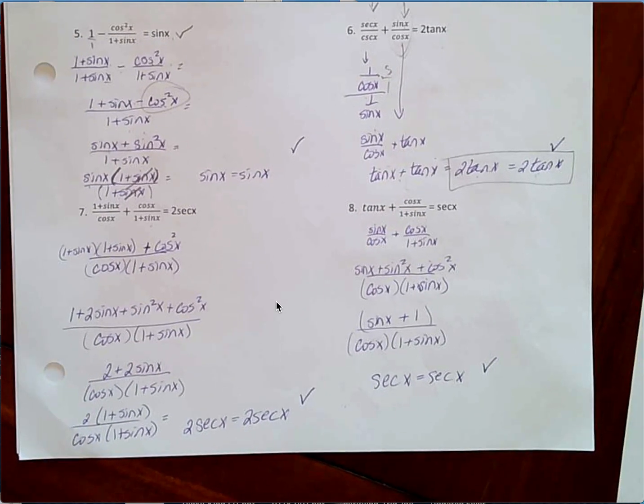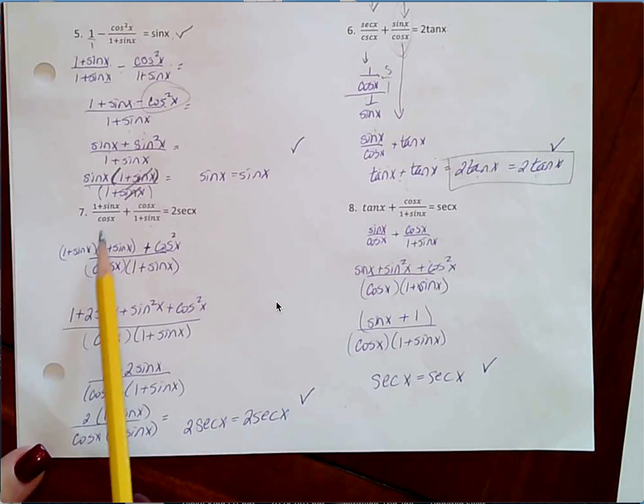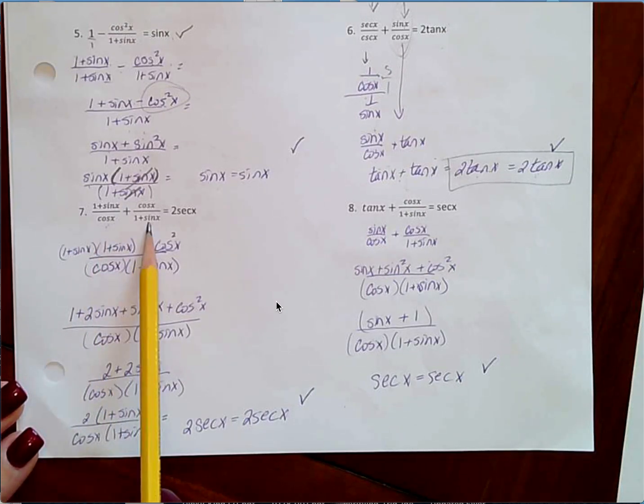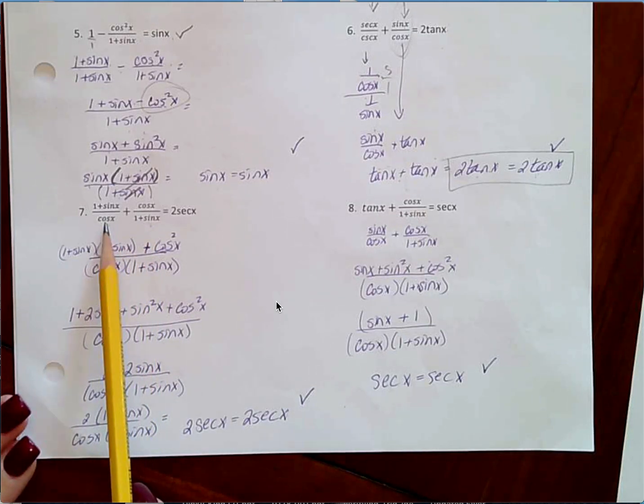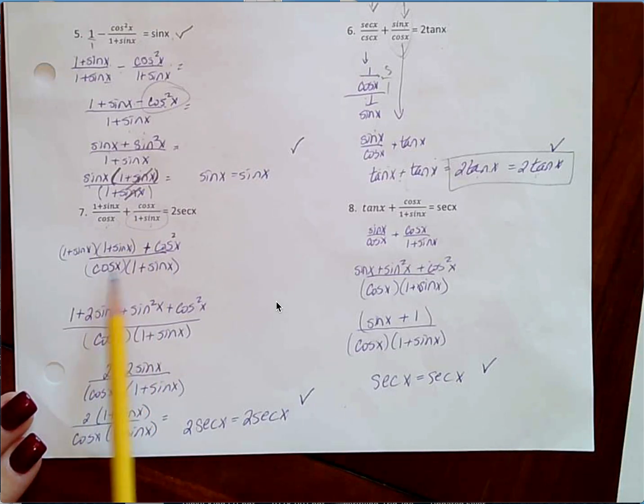Oh yeah, you can see these. All right, cool. So for number 7, two fractions, different denominators. Let's make it a common denominator. The common denominator is both pieces together.